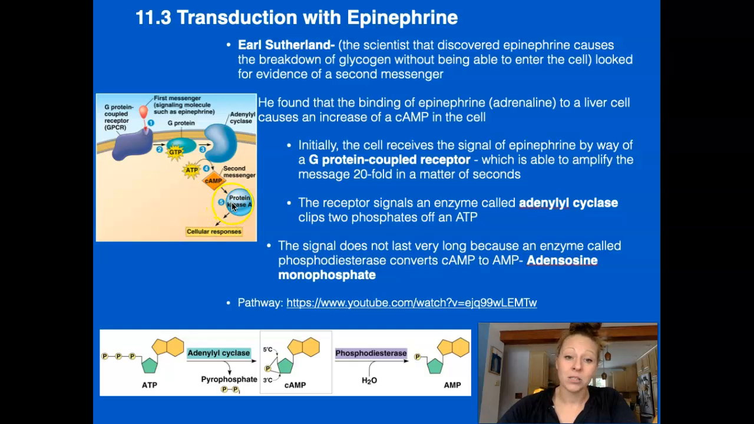At some point, that message needs to stop. And so there's a phosphodiesterase. Remember that we need to start messages, but we need to be able to inhibit them as well. And so what phosphodiesterase does is it's going to clip that cyclic part, and it's just going to make it an AMP, or an adenosine monophosphate, and that's going to stop the message. And so adenylyl cyclase activates, and the phosphodiesterase deactivates.